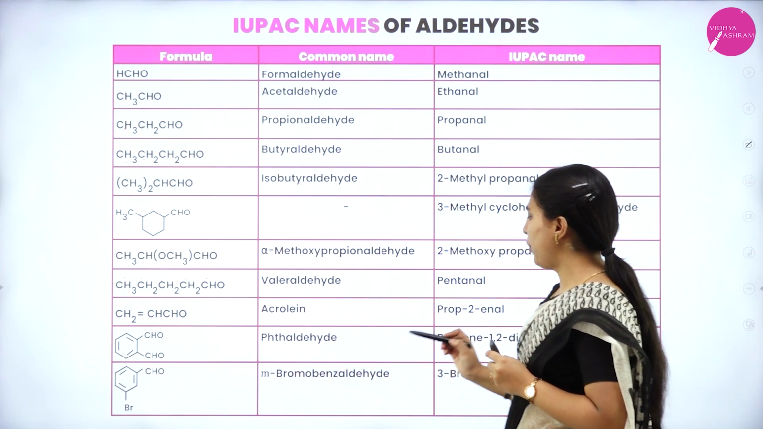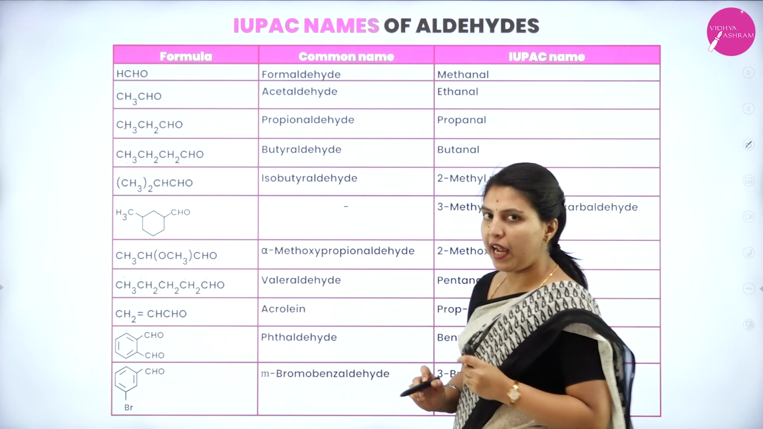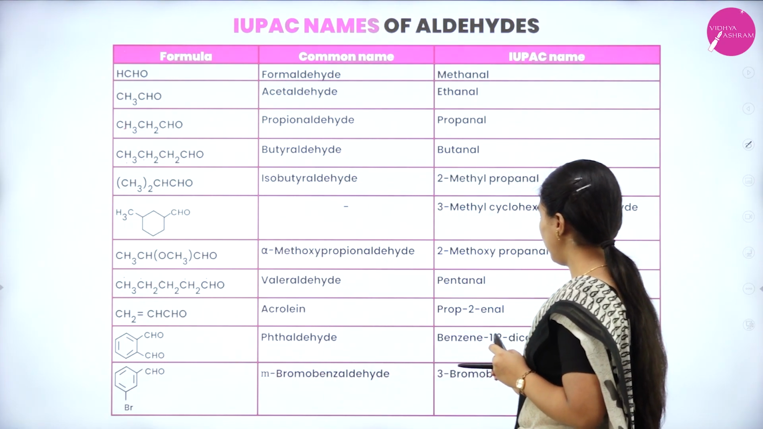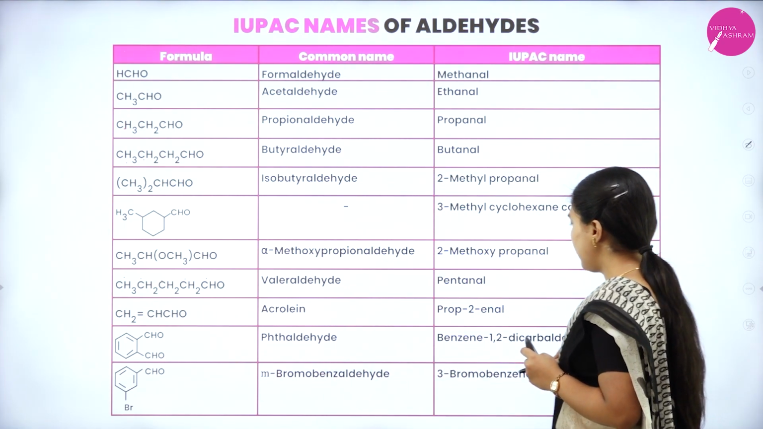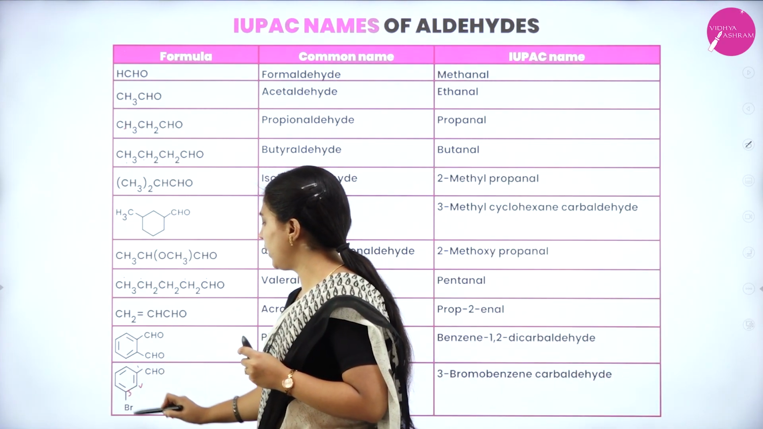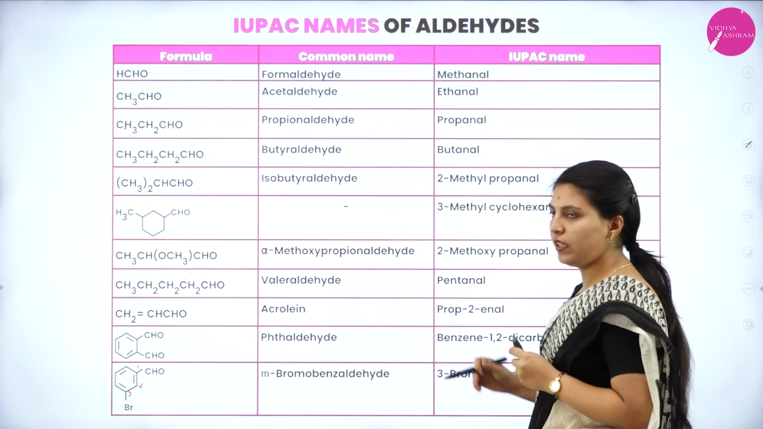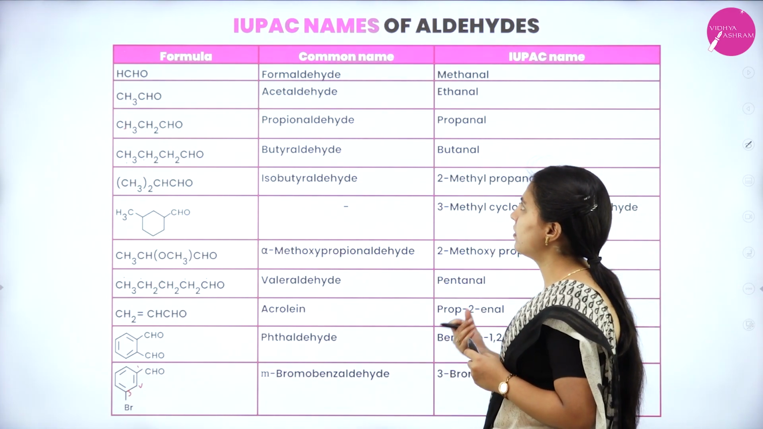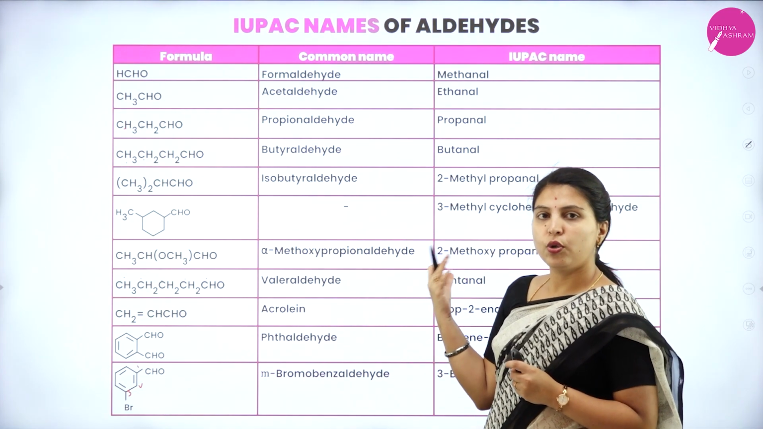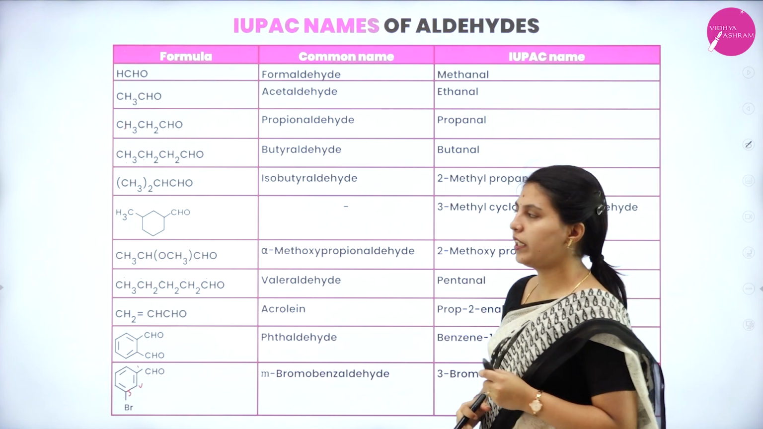Here m-bromobenzaldehyde, because in the meta position bromine is attached. So m-bromobenzaldehyde, this is 3-bromobenzene carbaldehyde, because numbering 1, 2 and 3, at the third position bromine is added. This is how for the group of aldehydes common names and IUPAC names will be given.